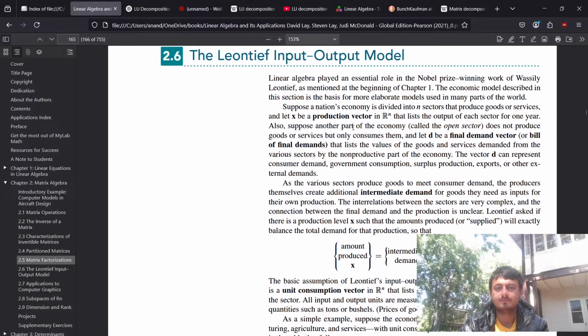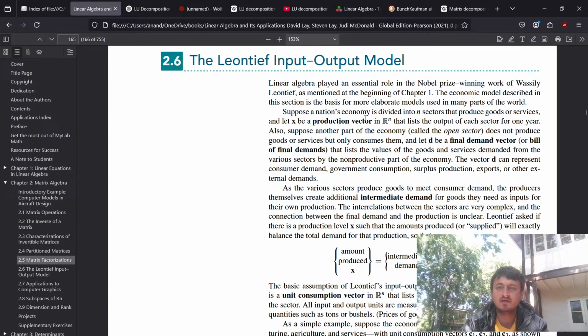Okay, so here's the model. Suppose a nation's economy is divided into n sectors that produce goods or services, and X is a production vector in Rn that lists the output of each sector for 1 year. So X is the production vector in Rn that lists the output of each sector for 1 year.